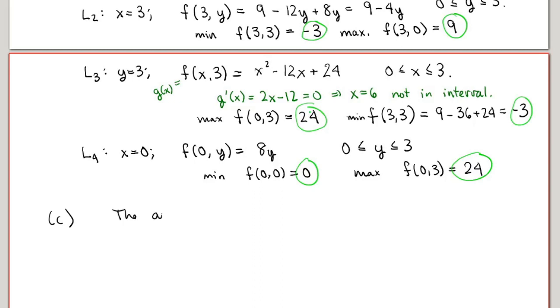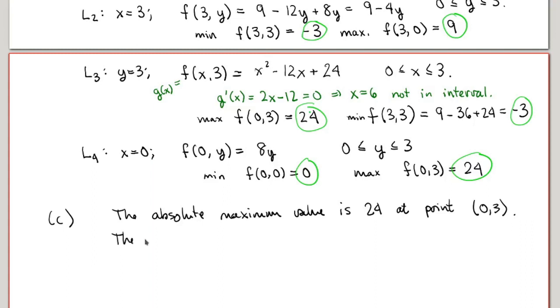So the absolute maximum value is 24 at the point (0, 3), and the absolute minimum value is minus 3 at the point (3, 3). And that solves the optimization problem.